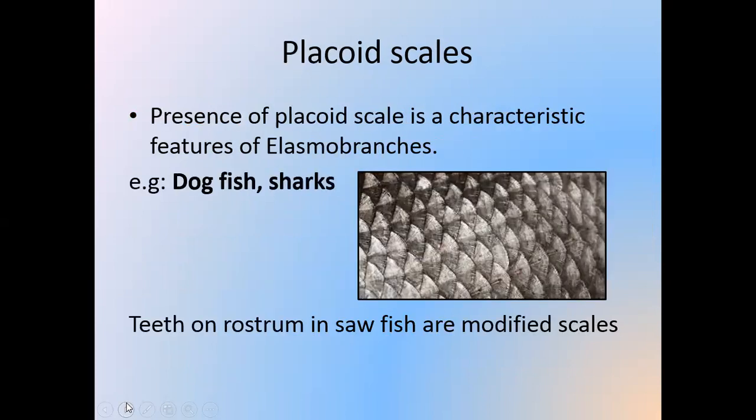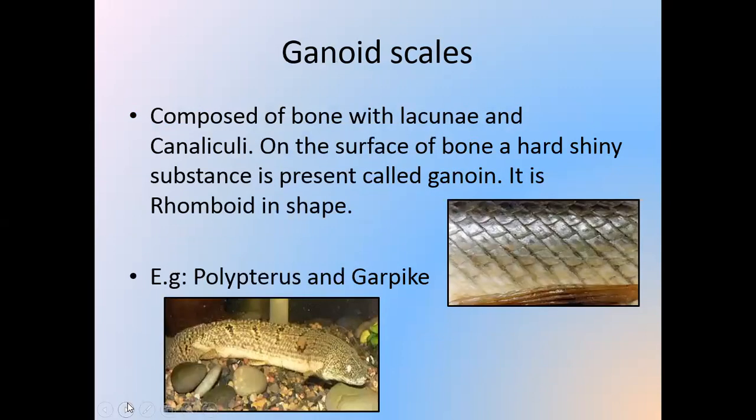Placoid scales. Presence of placoid scales is a characteristic feature of elasmobranchs like dogfish and sharks. Teeth on the rostrum in sawfish are modified scales. Ganoid scales are composed of bone with lacunae and canaliculi, and on the surface of the bone a hard, shiny substance called ganoine is present. It is rhomboid in shape and examples are Polypterus and Lepisosteus.